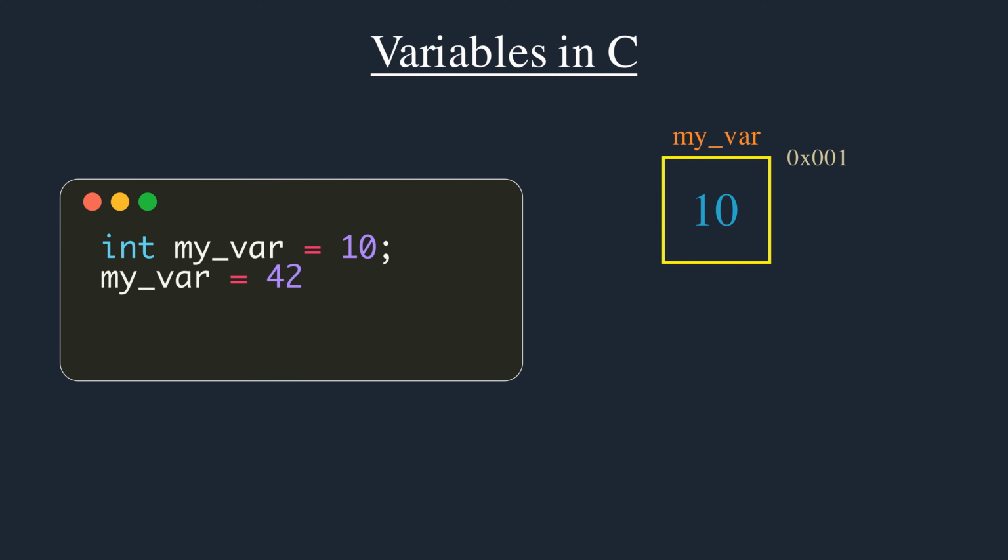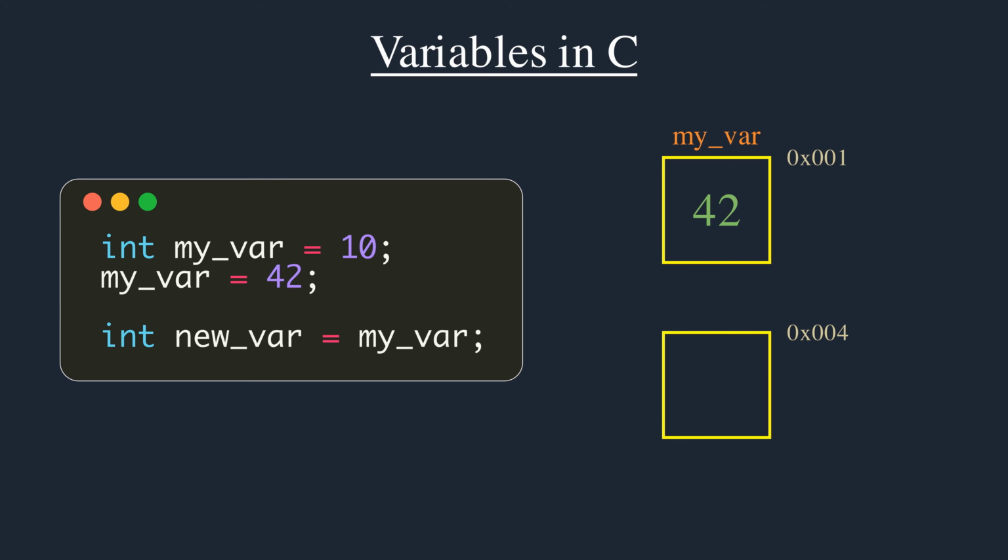When you assign a new value to an existing variable, the new value replaces the old value in the same memory location. You can also create a new variable by assigning an existing variable of the same type. Then a different memory is allocated for the new variable, and the data is copied from the memory location of the first variable. Now let's see how similar operations work in Python.